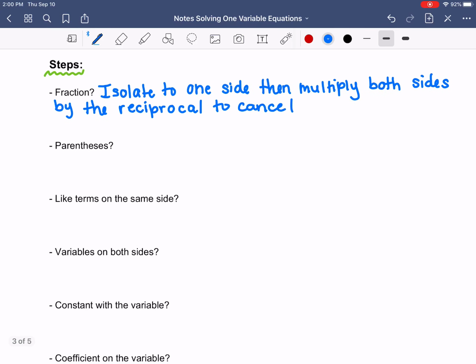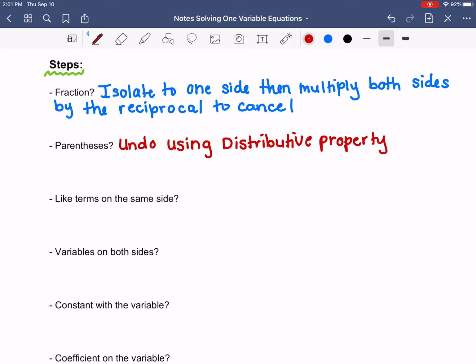Okay, so after you get rid of your fraction, or maybe you didn't have a fraction to begin with, that's okay. Then you're going to want to get rid of your parentheses. Not every problem's going to have parentheses, but if you have parentheses, you want to go ahead and get rid of them at the beginning. In order to get rid of the parentheses, you just use the distributive property to multiply. So you undo them using the distributive property. The distributive property is where you take whatever's on the outside of the parentheses and multiply it by whatever's on the inside.